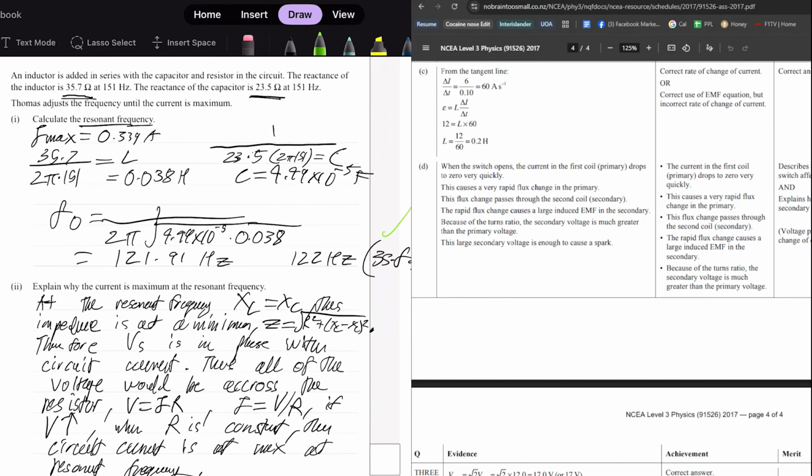And then we go to the next question. Resonance, reactance, inductor equal that. Yep, said that. Opposite phase, cancelling each other out. I need to say that. Opposite phase cancelling each other out. I just never said that.